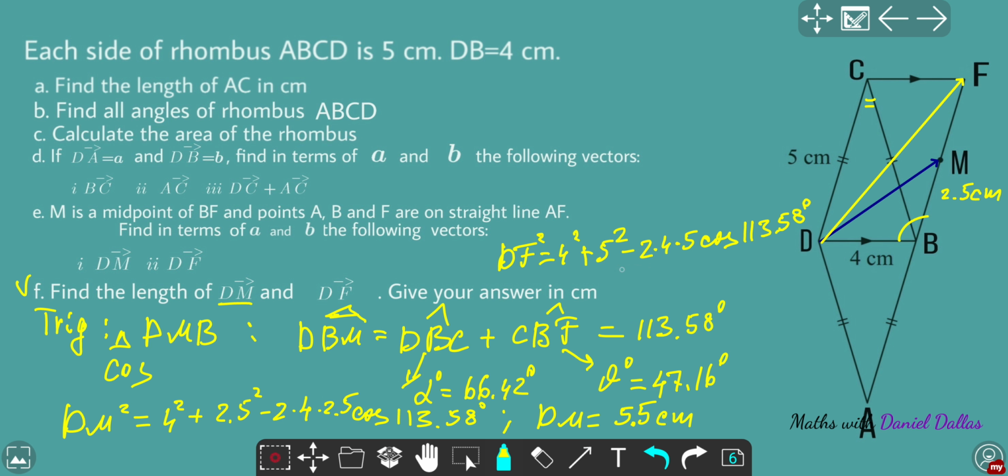So we take the square root and just quickly recalculate. Square root of 16 plus 25, take away 2 times 5, 10, 40, okay, 40 of cos 113.58. So finally we'll get 7.55. So DF finally is going to be around 7.55 centimeters.